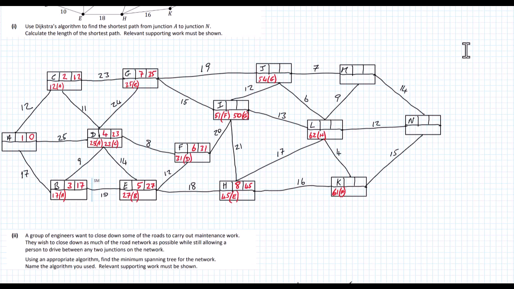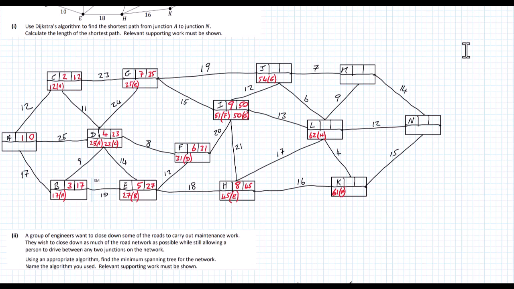Okay, so let's look for our smallest working value. Let's see, we have 61, we have 62, we have 54, and we have 50. So 50 is my smallest working value, so that's going to be my final working value here, and that's number 9. Okay, so let's go from I then.